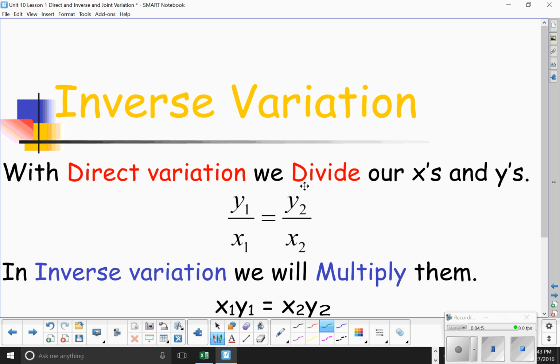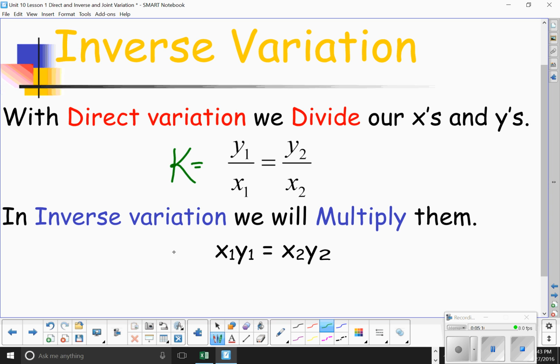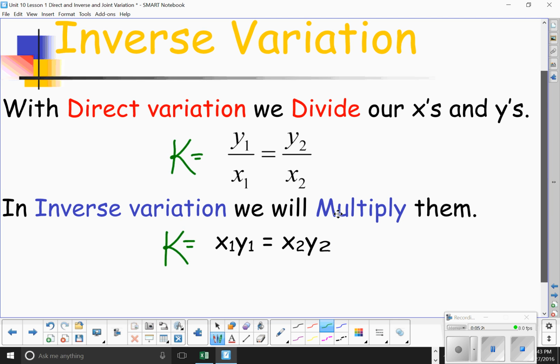With direct variation, we divide our x's and y's to get the k's. So our constant of variation is equal to y divided by x. With inverse variation, we multiply them. The constant of variation for inverse variation is equal to x1 y1, or x2 y2, and they should always equal the same. Let's see an example.